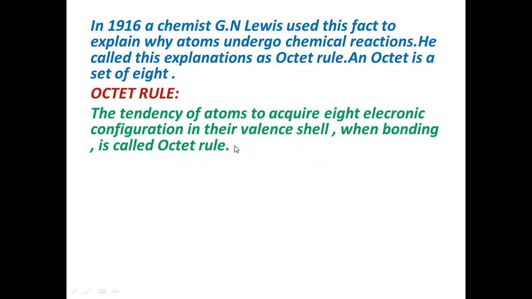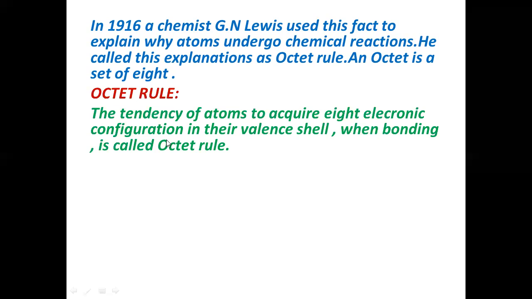called the octet rule. It means that atoms, in order to get stability, like the noble gases, will try to have 8 electrons in their outermost shell. So the tendency of atoms to have 8 electrons in the outermost shell to get stable, with an electronic configuration like the noble gases, is called the octet rule. So the definition of the octet rule is the tendency of atoms to acquire, meaning to gain, 8 electronic configuration, meaning having 8 electrons in their outermost shell or valence shell.